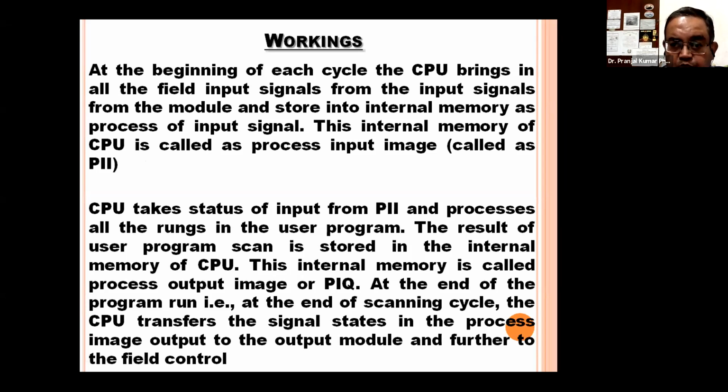Now this CPU takes the status of the input from PII and processes all the rungs in the user program. The result of the user program scan is stored in the internal memory of the CPU. This internal memory is called the process output image, or PIQ. At the end of the program, the CPU transfers the signal states in the process image output to the output module and further to the field control.